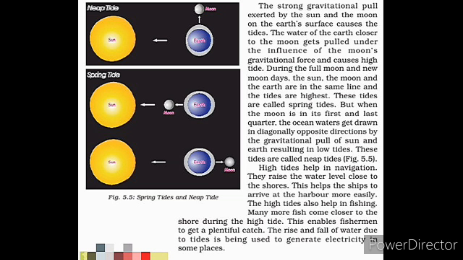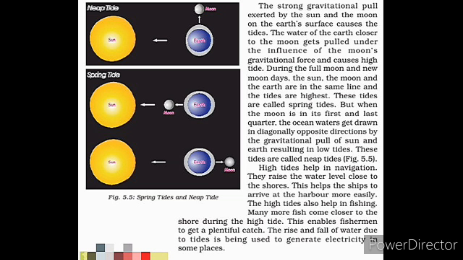During the full moon and new moon days, the sun, the moon, and the earth are in the same line and the tides are highest. Obviously, because of the gravitational pull of the sun and the moon, because they all are in the same line, they attract ocean waters towards them. So these tides are called spring tides.